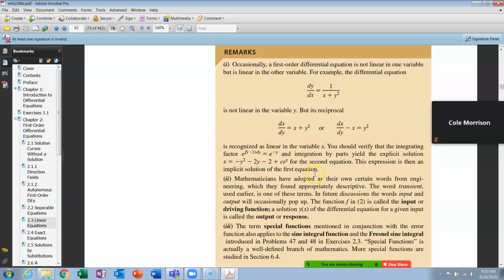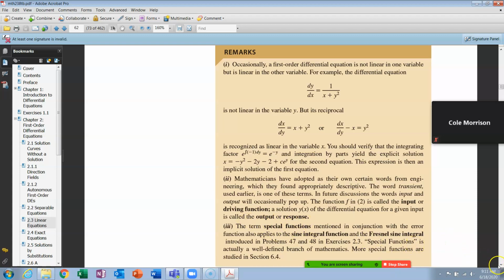Now, they like to give names to it. The word transient we used before. One of those input and output functions pop up, especially when you're dealing with things like statistics and probably industrial engineering. I don't know that for sure, but I'm guessing that might be. The input or the driving function and the output or the response function. Okay.